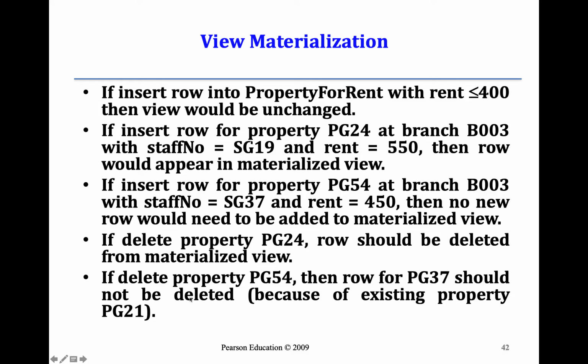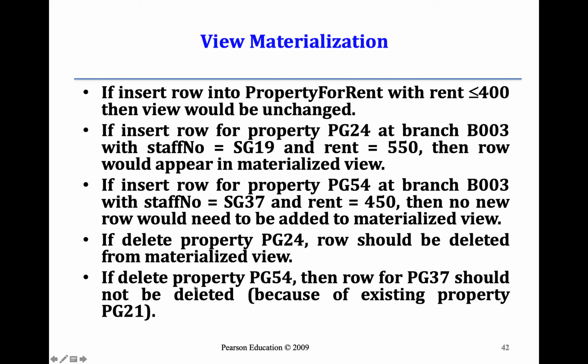Okay, and finally, let's say that we delete property PG54. Well, up here we inserted it, and we know that there was already a pre-existing property for SG37 because SG37 was already in the view. So basically, if we delete a property that satisfies the condition that the rent is greater than 400, but that particular staff member manages another property whose rent is greater than 400, then the row should not be deleted.